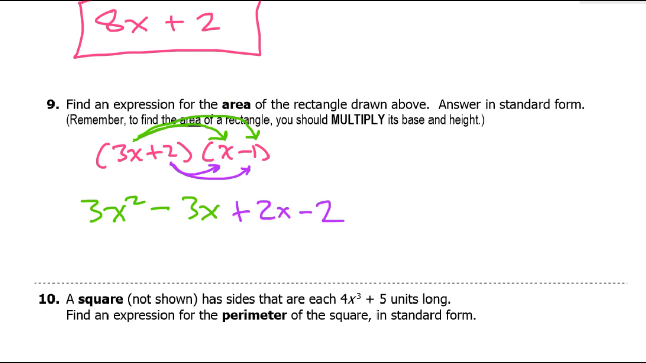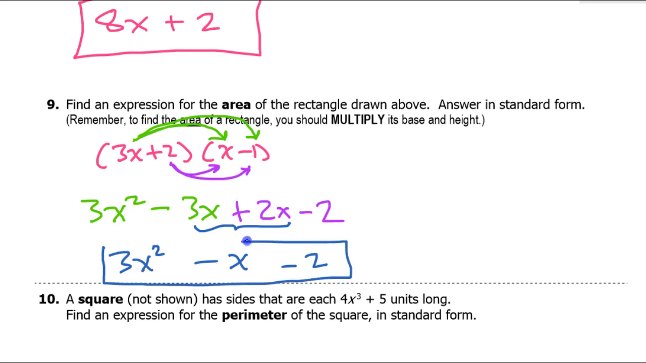So you see we've got some like terms here in the middle. Those need to be combined. So bring down the 3x squared. Together these make negative x. And then bring down the minus 2. And this is the final answer.